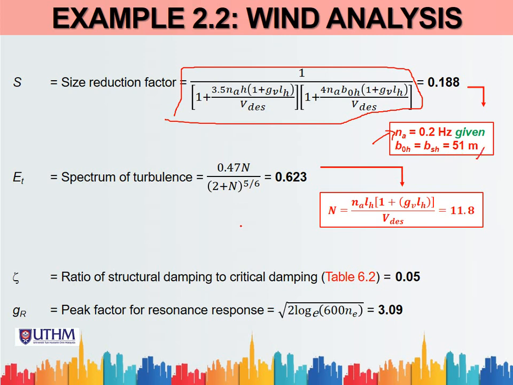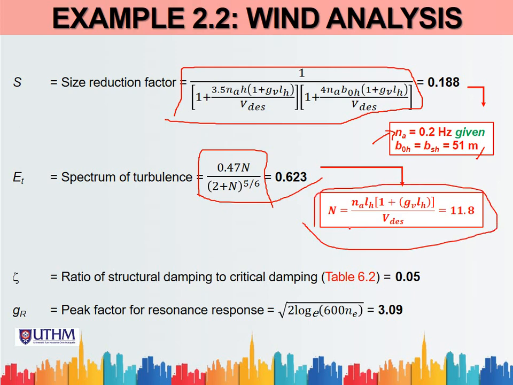Okay, boleh ya? Sebab dia tak ada bukit ke curun ke apa kan. So this is the spectrum of turbulence, using this equation. So this equation is given in the Malaysia Standard also. And the N here is calculated using this equation. So first you need to determine the N. Later you substitute this N into the equation. Then you get the spectrum of turbulence. And this ratio of structural damping to critical damping, refer to table 6.2, is equal to 0.05.